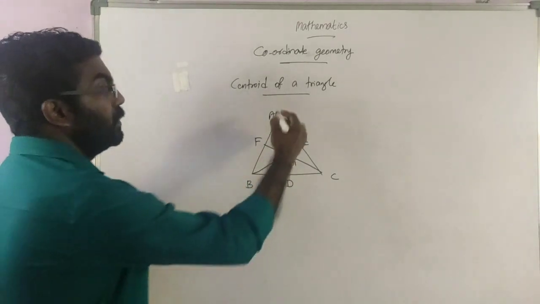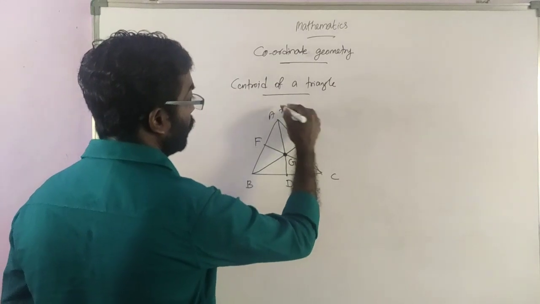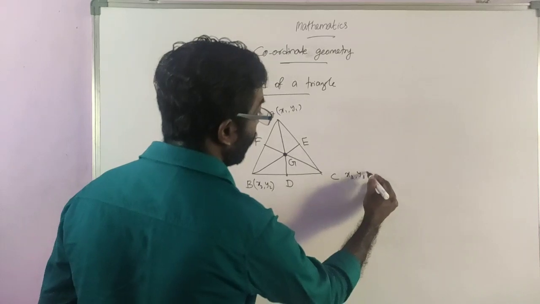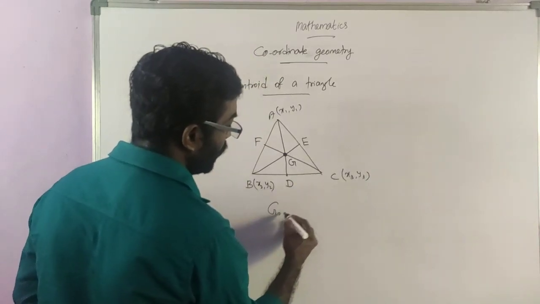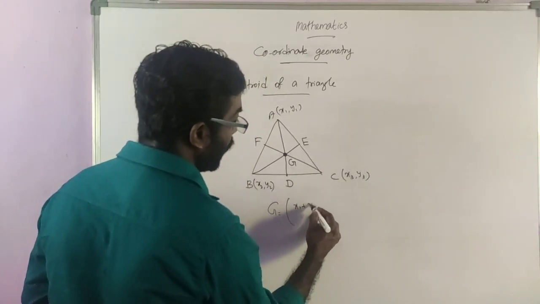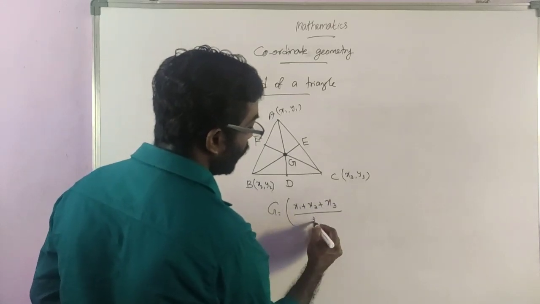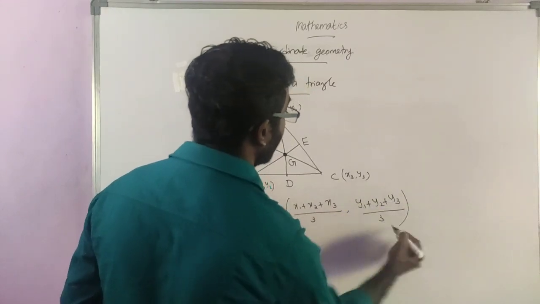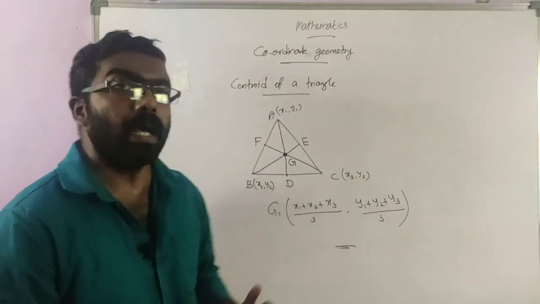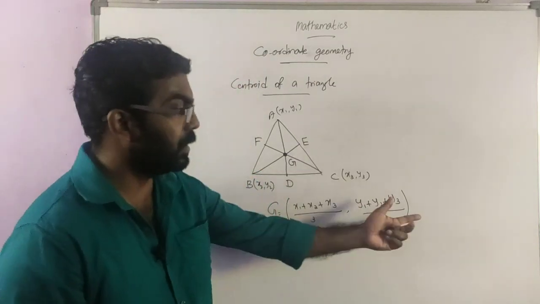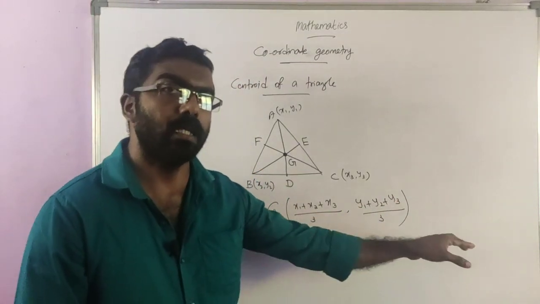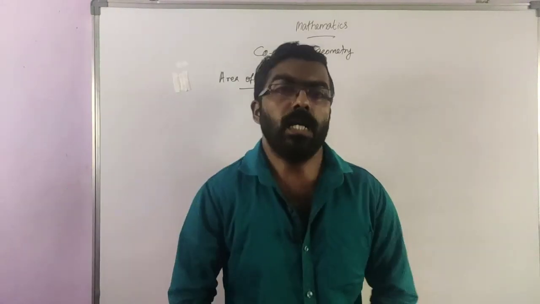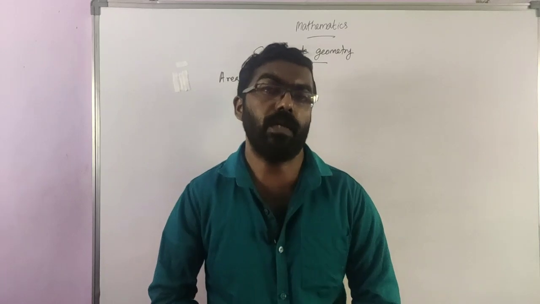Okay, and if the vertices are A(x1, y1), B(x2, y2) and C(x3, y3), then the coordinates of centroid G are (x1 + x2 + x3) divided by 3 and (y1 + y2 + y3) divided by 3. Okay, and in 3-dimensional geometry, we have to write the third coordinate (z1 + z2 + z3) divided by 3. Okay, now the last topic in this chapter is area of a triangle.